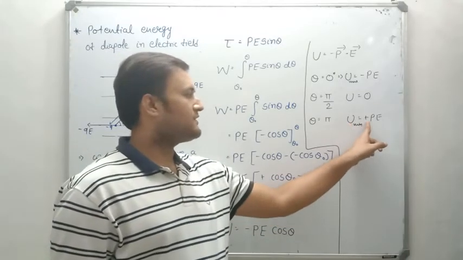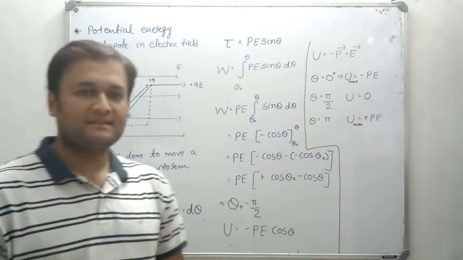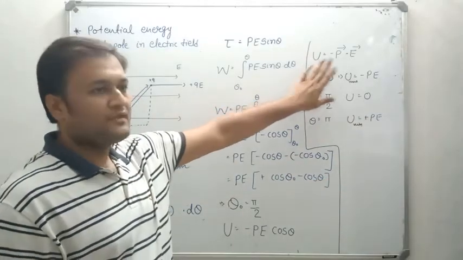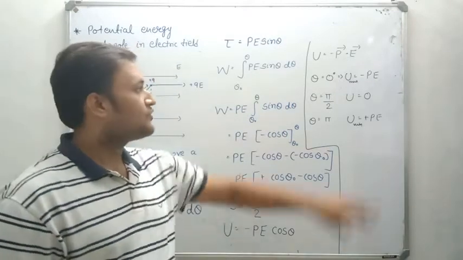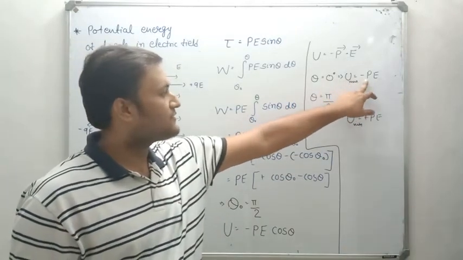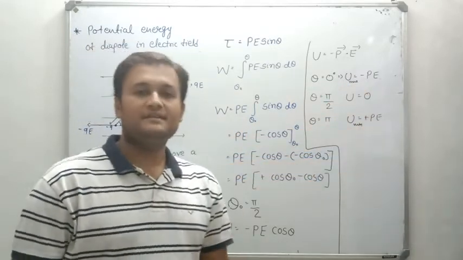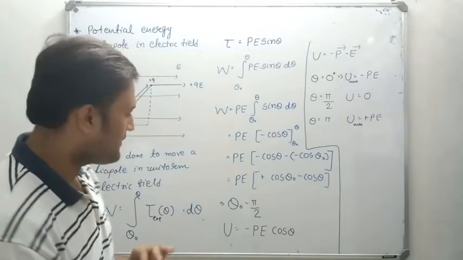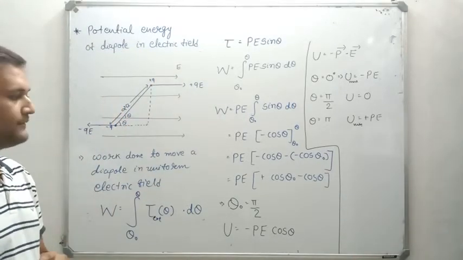We may worry about the plus sign, and normally a plus sign suggests a maximum, but for potential energy here it is the reverse. A minus sign shows that it is the minimum potential energy, and the plus sign shows that it is the maximum potential energy, because we have to do work against the electric field.